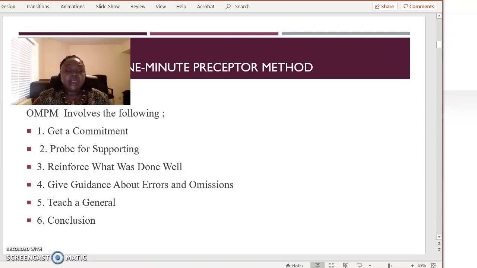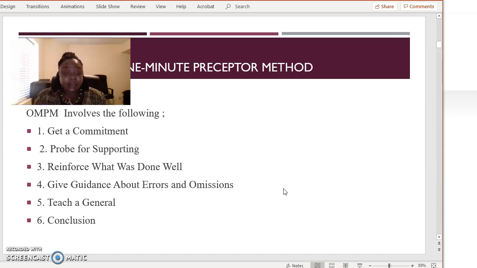And there is a need to reinforce what was done well. So if the patient has bipolar type 1 and the student is able to tell me this patient has bipolar type 1, I will reinforce and give positive feedback. Well done for being able to tell me that this patient is indeed having bipolar type 1.